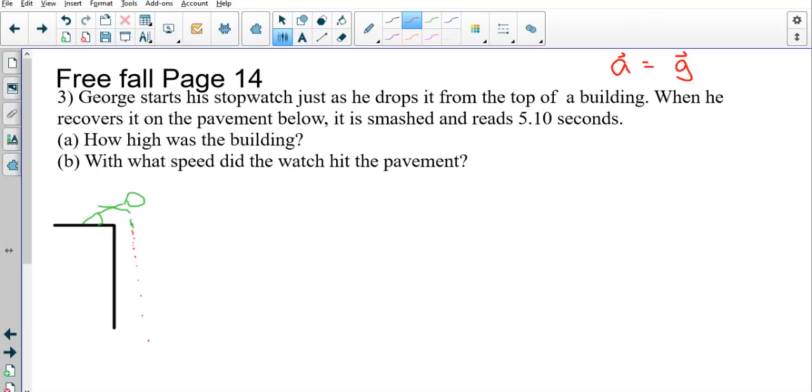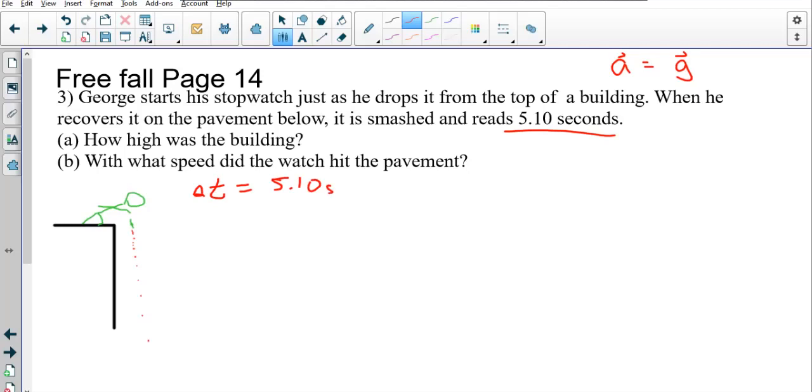So this is a two-part problem. The first part is to identify what is given to you. So try to think up all of the givens. I see one number sitting right there, so that tells me I was given time. So time is 5.10 seconds.